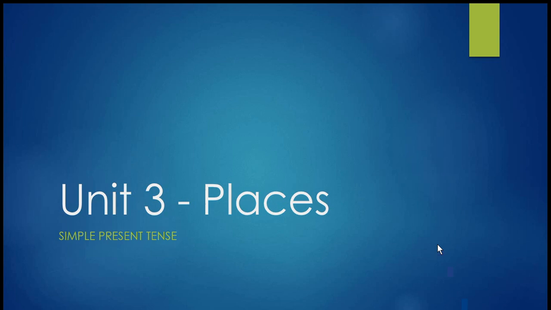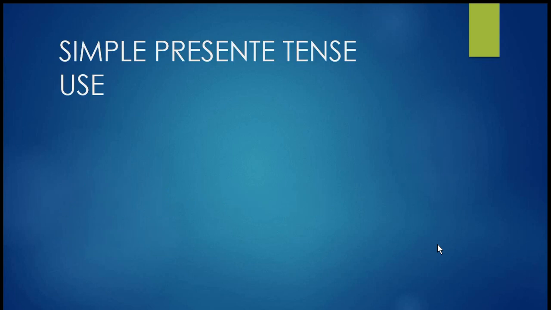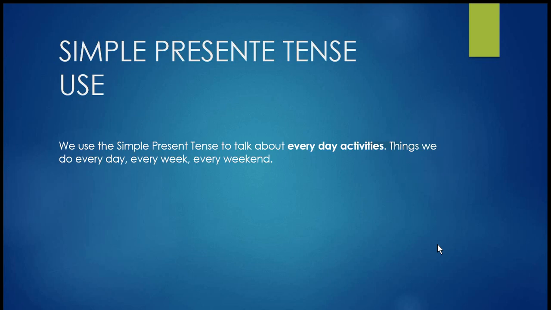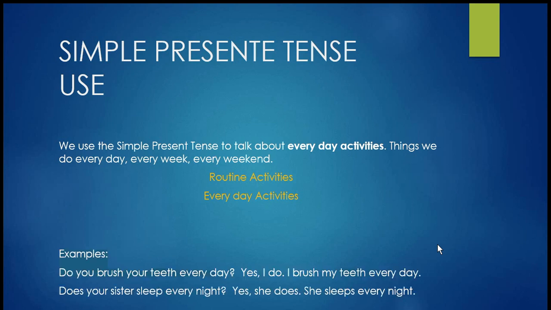This is about simple present tense of all the verbs in English except verb to be, how we do it. Okay, so what do we use the simple present tense for? To talk about everyday activities, things we do every day, every week, every weekend, every night, every morning. Those are routine activities, everyday activities, and we talk about them in the simple present tense.